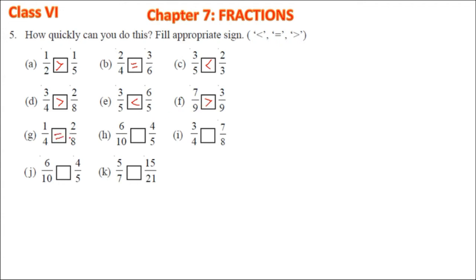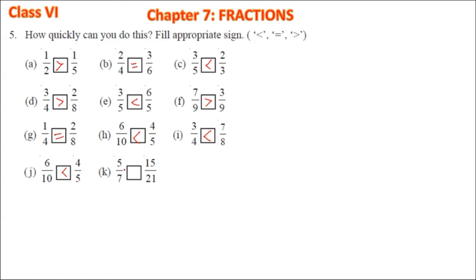Here it should be equal. 8 will be equal to 8. 6 fives are 30, 4 tens are 40. 40 is larger. 3 multiplied by 8 is 24, 7 fours are 28. So 28 is larger. 5 sixes are 30, 10 fours are 40. So 40 is larger than 30.